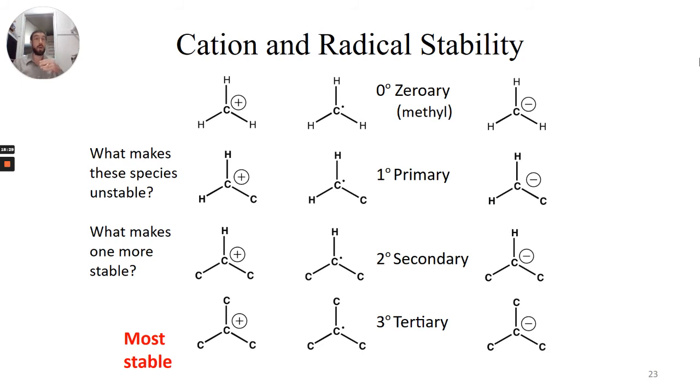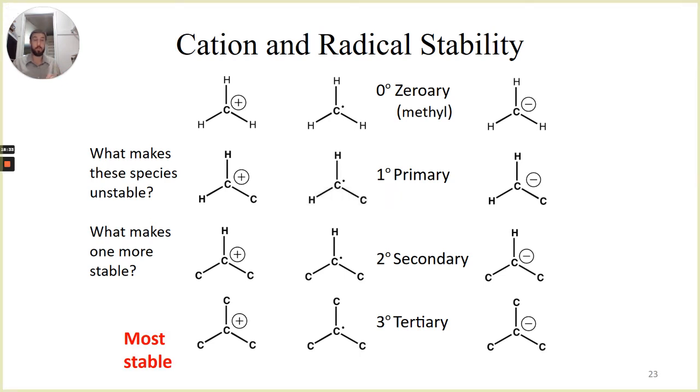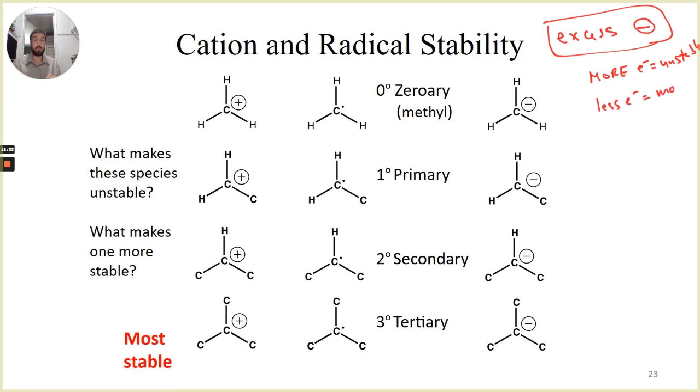So there was a question that popped up. I don't know if you got it right or not, so let's real quickly walk through it. What makes each of the anions reactive? Okay? Well, they're all negatively charged. They're all unstable because they have an excess of electrons. So if we have too many electrons, that's also bad. Okay? So excess electrons means more electrons is unstable. Less electrons is going to be more stable.